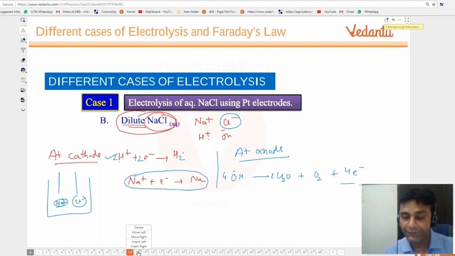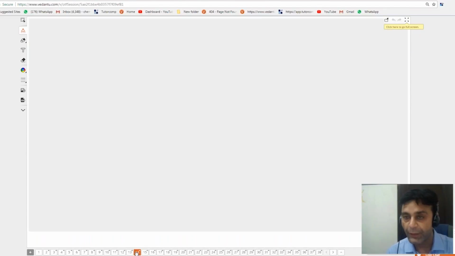So you got the difference between the concentrated case and the dilute case. In the concentrated case, at the cathode it is hydrogen, and at the anode it is chlorine gas. But in the dilute case, at the anode, instead of chlorine, the OH ion is discharged and oxygen is liberated. Clear-cut difference should be there. So while solving multiple choice questions, please see whether you are being given the concentrated case or the dilute case.